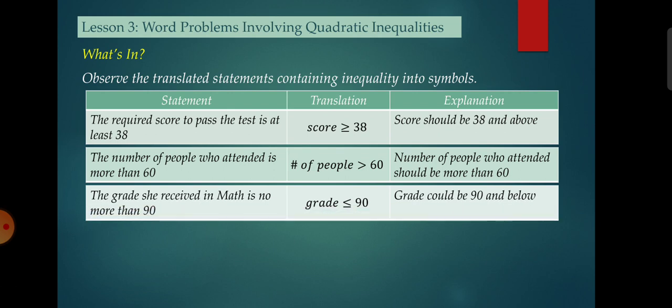The grade she received in math is no more than 90. So, grade less than or equal to 90. The grade could be 90 and below. Like the statement, the grade she received in math is no more than 90. So, dili pwede mo lapas og 90. Kung dili 90 paubos ang iyahang grado.